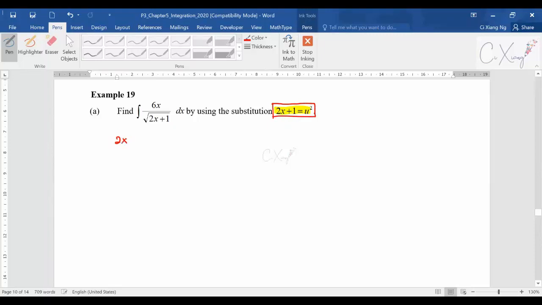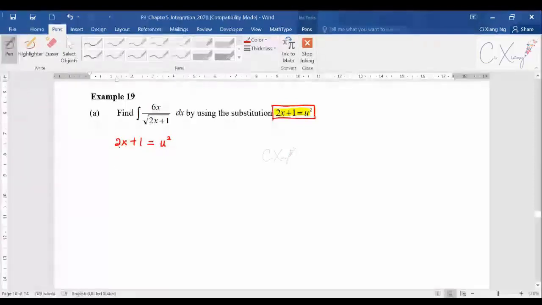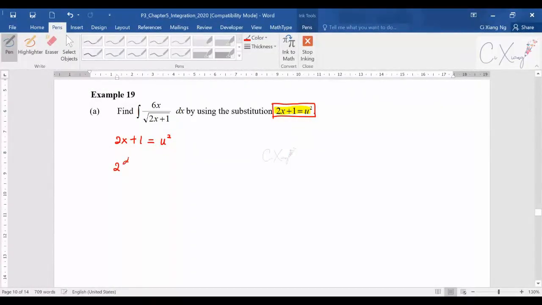Let's say I have 2x plus 1 equals u squared. The first step is always like this: you need to do the differentiation for the substitution equation given. To do the differentiation, there are a lot of methods. You can use implicit differentiation, product rule, or whatever. It depends on what kind of equation is given here. For this one, I will do the differentiation. Differentiate 2x, I get a 2, then dx.